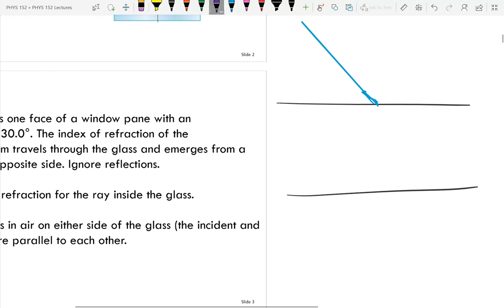If it goes from air, which has an index of refraction of 1. Now I said 1. Nothing can have an index of refraction of 1 except vacuum. Everything else has to be bigger than 1. But air is only slightly bigger, like 1.0003 or something like that. We'll see in a couple slides. So it goes into the glass. What direction is that light going to deviate? Is it going to go more vertical or more horizontal when it goes into the glass?